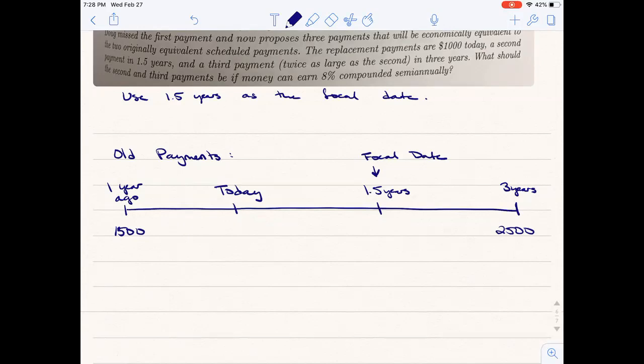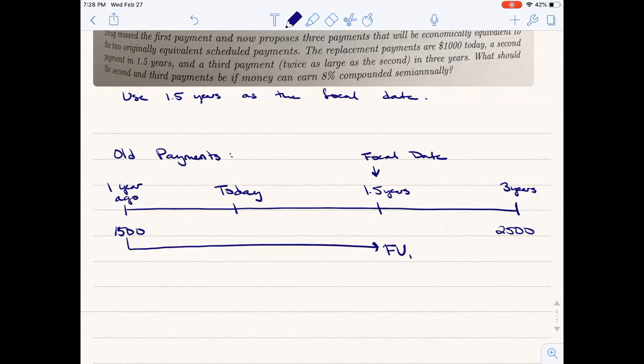So what that means is, both of these payments, we have to figure out what they're worth 1.5 years from today. And so this 1,500 is going to get pulled forward to some future value, and I'll just denote it 1 because that's the first one I'm going to calculate.